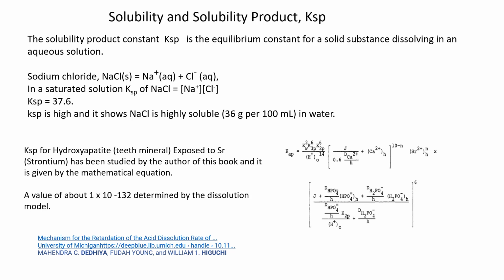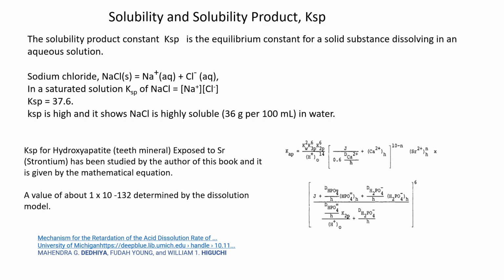The saturated solution solubility product is 37.6. And KSP is high. It shows that sodium chloride is highly soluble. In this case, 36 grams per 100 ml in water. So this kind of knowledge is extremely important in calculating solubility of compounds and the impact of common ion, such as if we were to add chloride ion into a saturated solution, sodium chloride will precipitate.